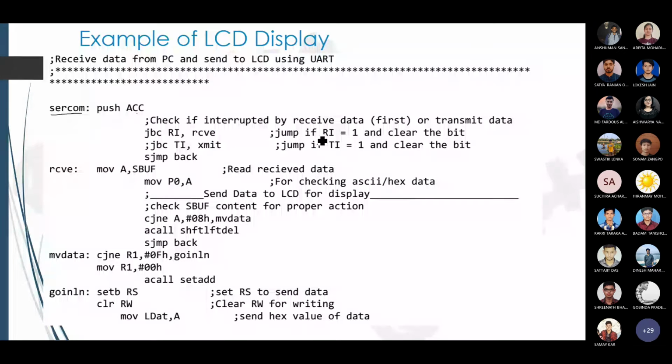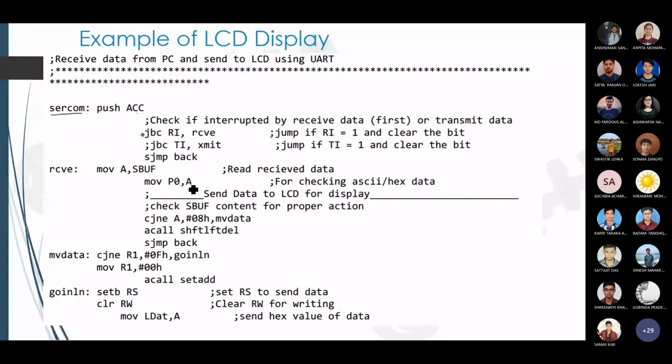And then if it is JBC, so jump bit on bit and clear it. So we can use this one directly. So till that RI is 0. So whenever RI is 1, so definitely it will be 1 whenever there is a reception. And so it will go to receive bit, then it will read that content.